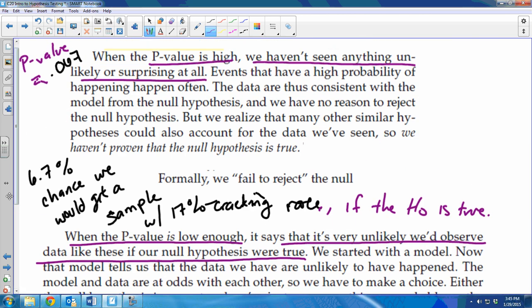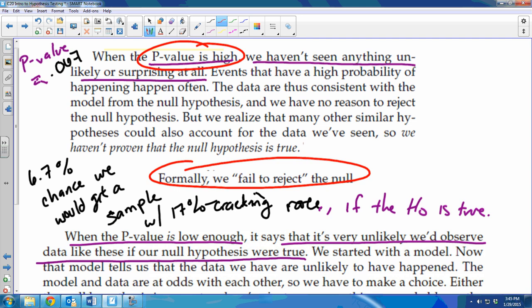So there are two different things that can happen. Your p-value can be high, your p-value can be low. If your p-value is high, we fail to reject the null hypothesis. That means we're just saying, this is not surprising to me that we would get this sample of 17%, and so I don't think there has been any change. We fail to reject. You do not accept. Tonight, I'm going to give you a reading assignment from the textbook, and it compares a hypothesis test to a trial by jury. It puts it into some nice context for you to understand what's happening.